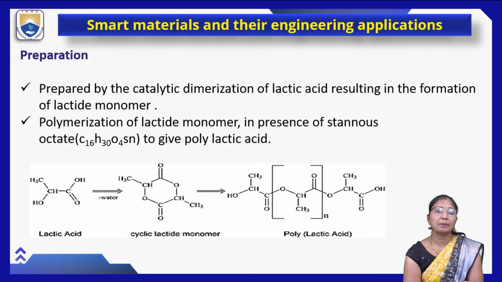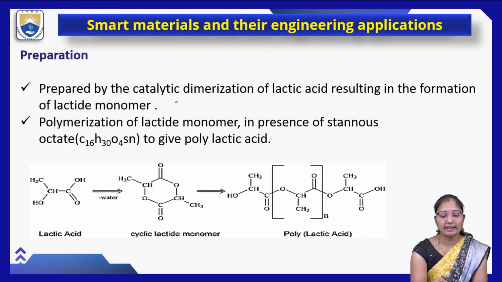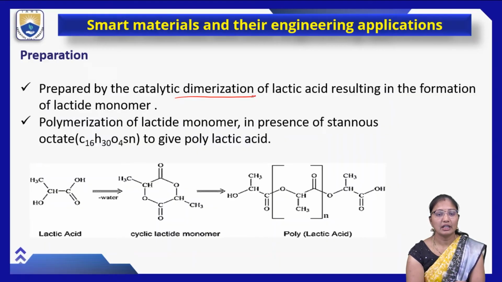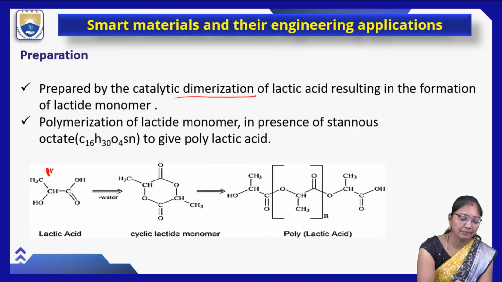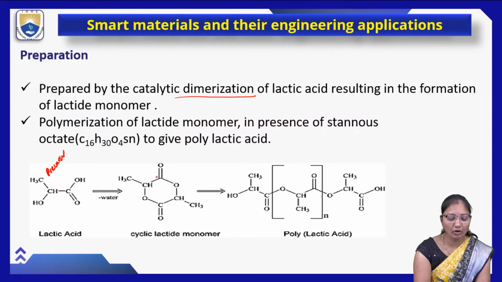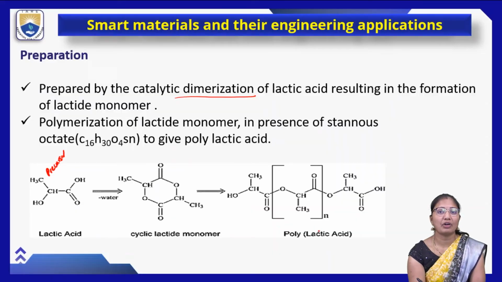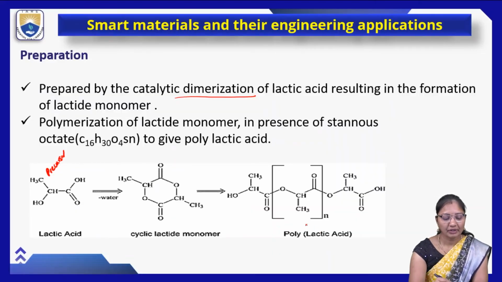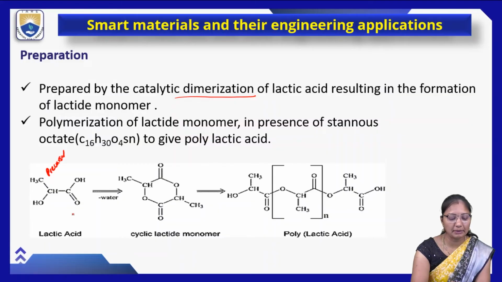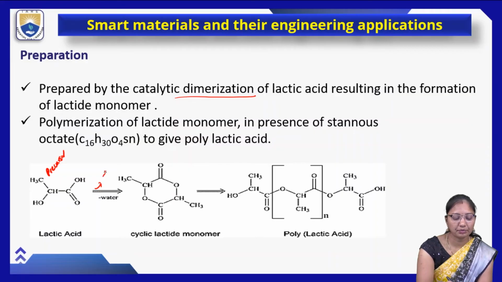It is generally prepared by the catalytic dimerization of lactic acid. So the precursor is lactic acid here. This is the starting material. It forms a cyclic compound called cyclic lactate monomer. Upon the polymerization of this cyclic lactate monomer, polylactic acid is formed. Here the water molecule is eliminated and it forms a cyclic structure, here minus H2O.